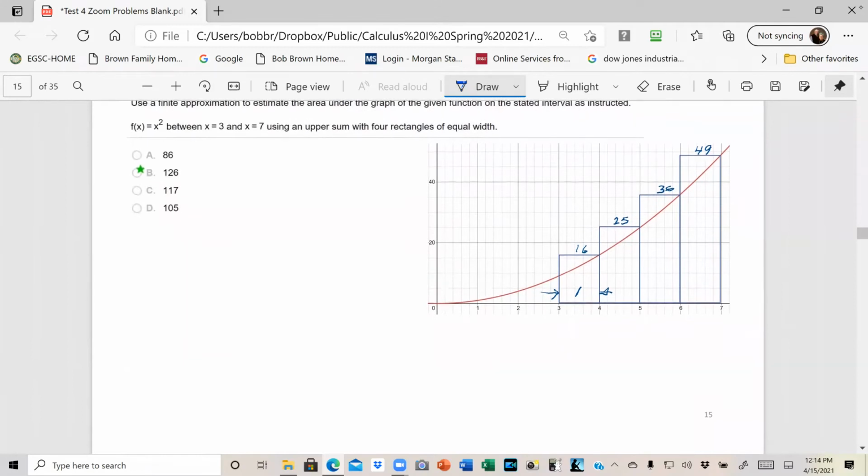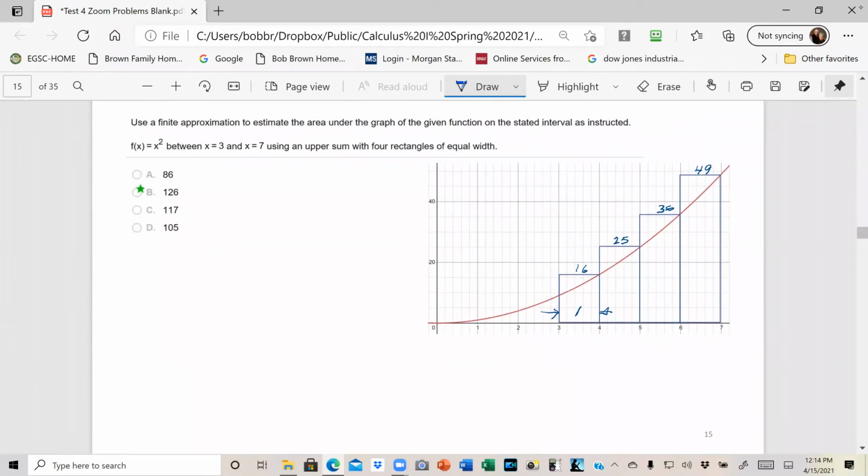Now we're going to look at approximating the area under the curve. The first example is going to be using an upper sum. We're going to go from x equals 3 to x equals 7. Notice that the total length of this is 4. So delta x in this particular case is going to be 4 divided by 4, because we're going to use 4 rectangles, which equals 1. So the width of each rectangle is 1.